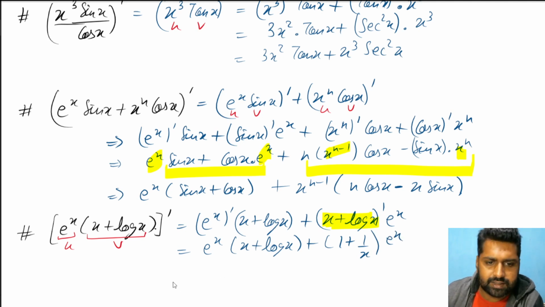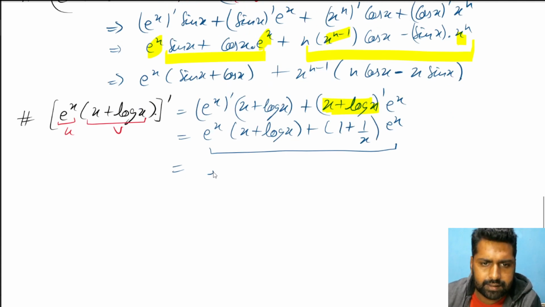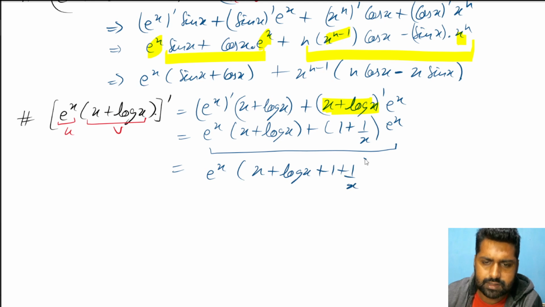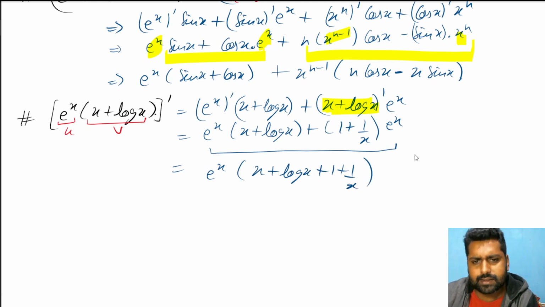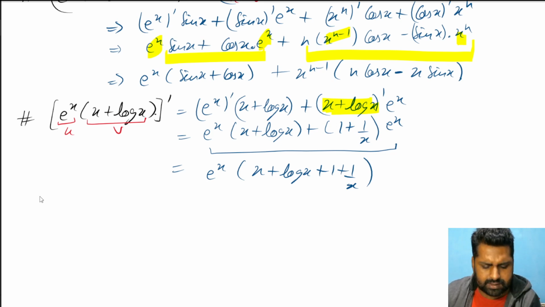From the complete expression I can see e raised to power x is common, so I'll take e raised to power x common: x plus log x plus 1 plus 1 by x. Okay, slightly long, but yes, this is the answer. This is just to make you understand how we apply UV. I think this is more than enough.